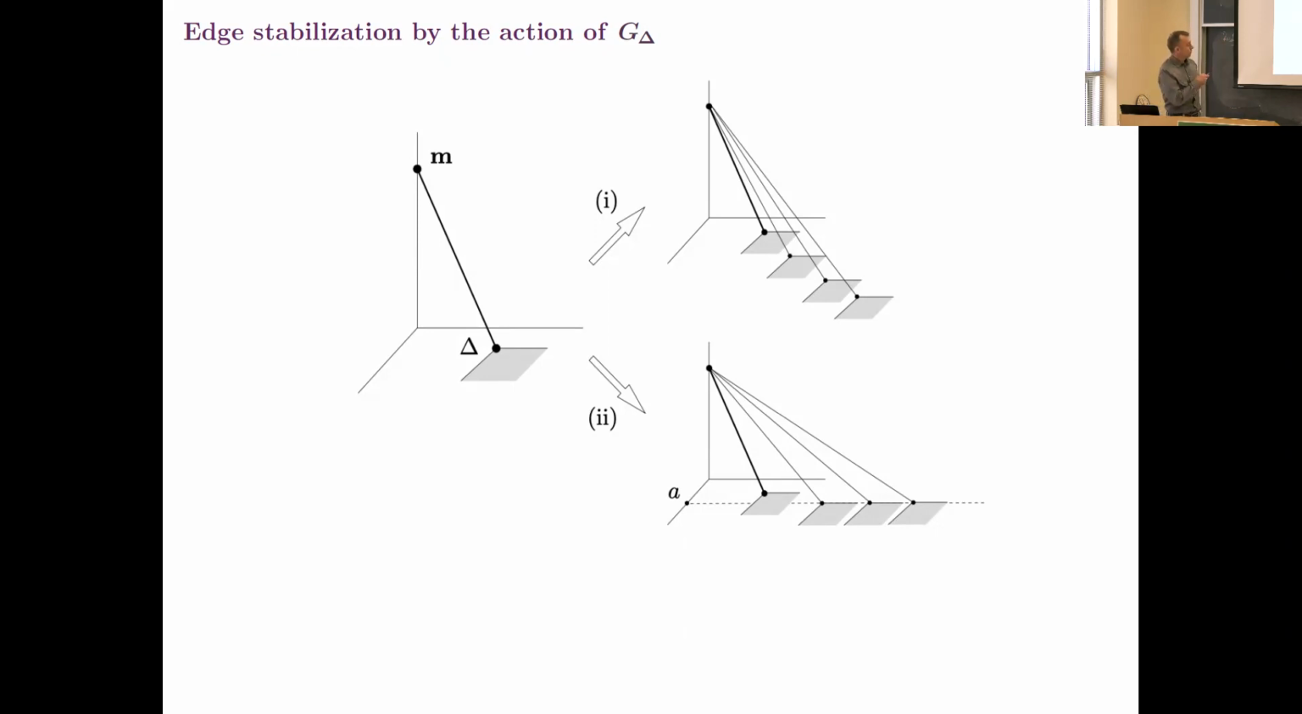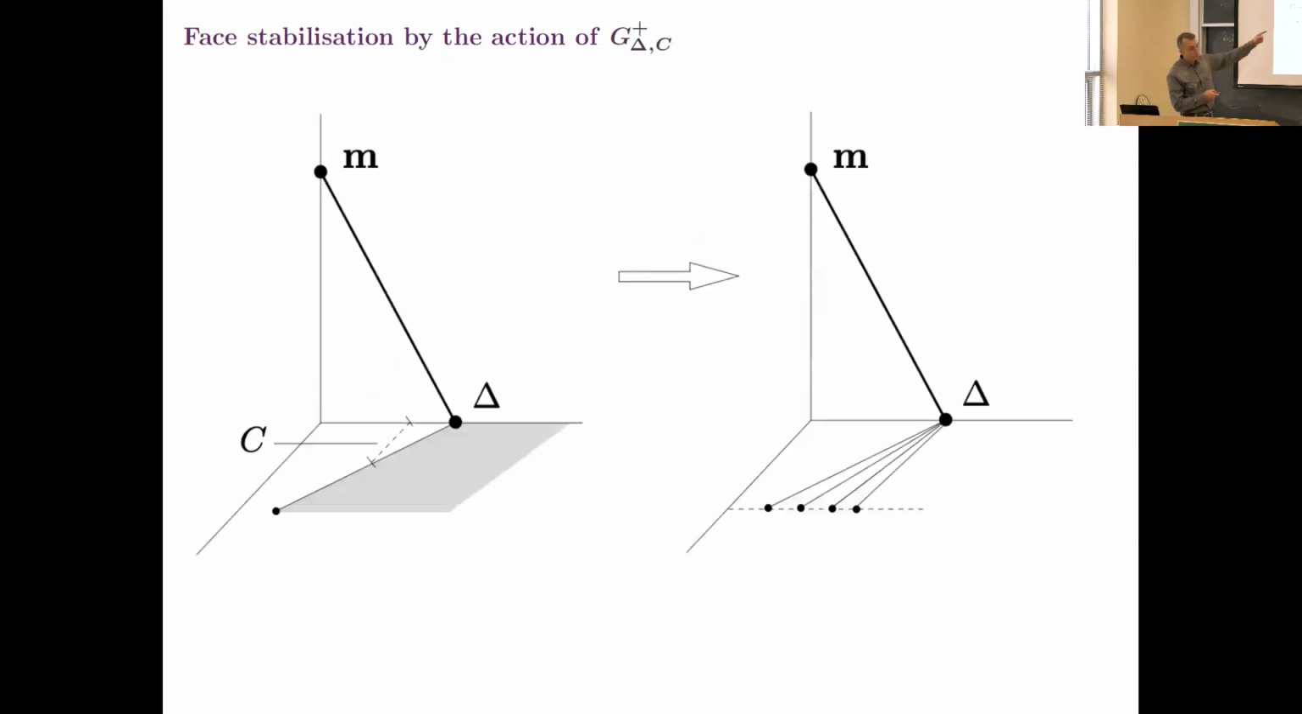So after a finite number of steps of the action of this group G delta, of course, G delta changes each time that the displacement vector delta changes. But at some point, you get a situation where you cannot move this main edge anymore by the action of G delta. And then I achieve a preliminary situation which I call the edge stable situation, right? Now, I proceed by assuming that I have stabilized the edge, and now I'm going to stabilize the face, right?